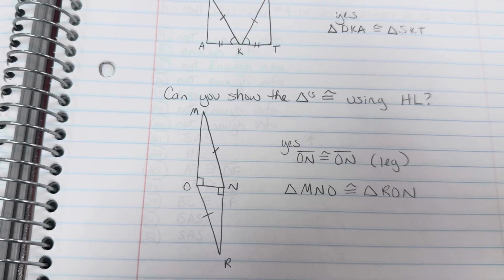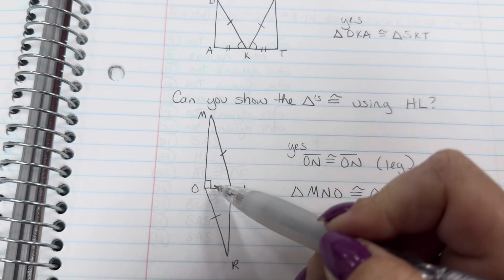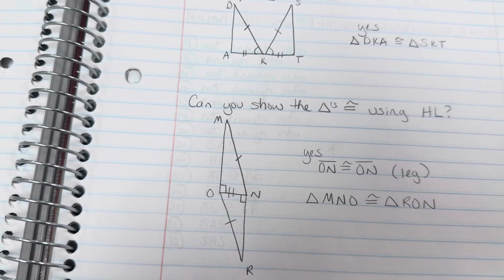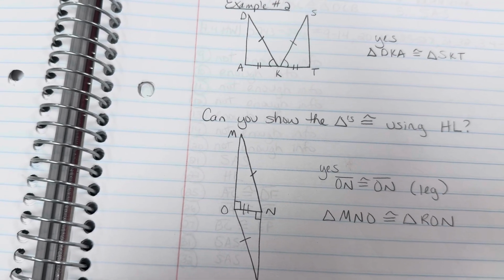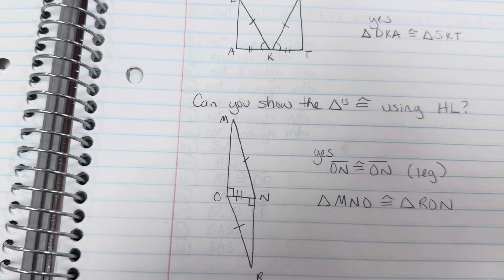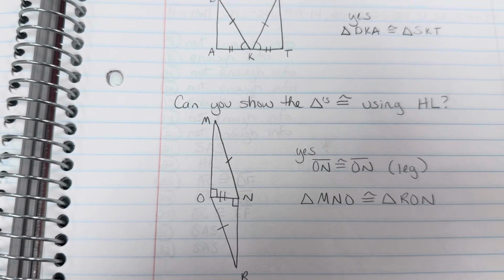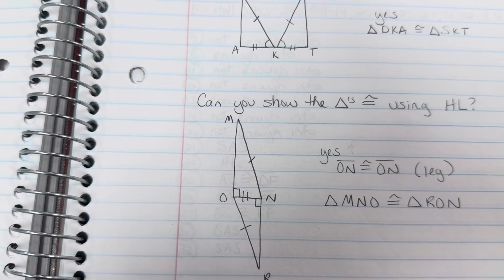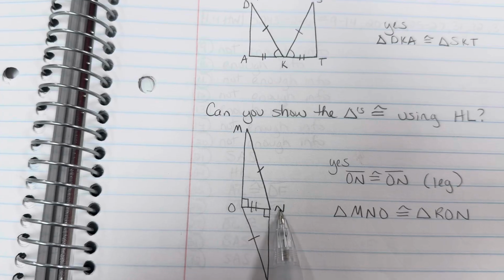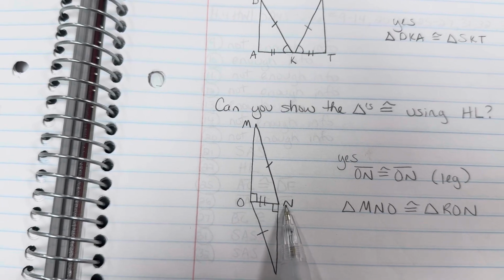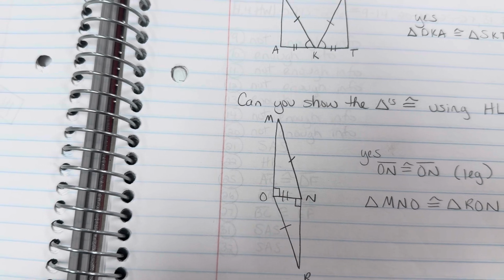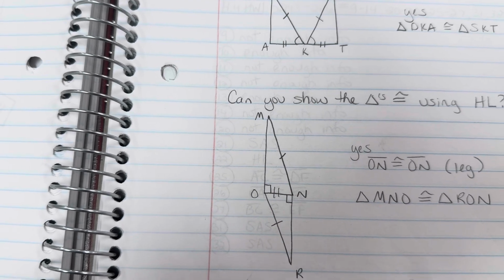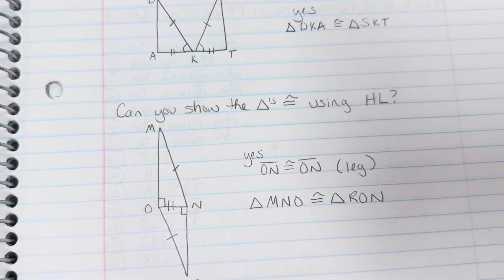And then the only other thing that's not marked is I can use reflexive to say ON is congruent to itself. So if you look at my hypotenuse being congruent and I have a set of legs congruent, yes, I can use hypotenuse leg, which means I'm allowed to say my congruence statement, which is MNO. So I went across my hypotenuse, then my short side, and then ROM, again, across the hypotenuse, then the short side. So that's my congruence statement.